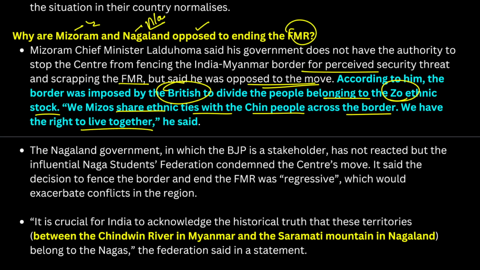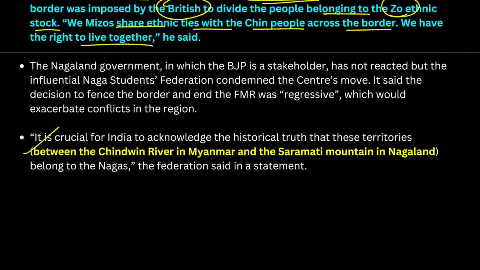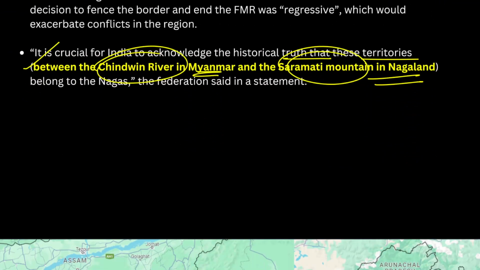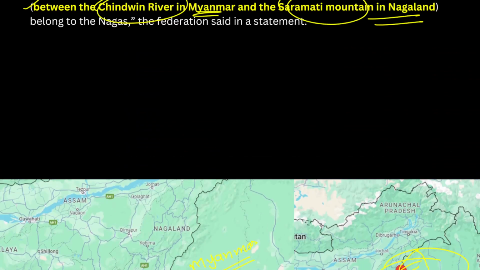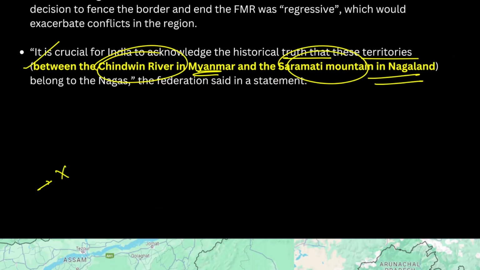And the same thing is with Nagaland. So what does Nagaland say? It is crucial for India to acknowledge the historic truth about these territories between the Chindwin River in Myanmar and the Saramati mountain in Nagaland. So please just remember geographically where they are located. I have located them on the map here. This is the Chindwin River in Myanmar, and this is the Saramati peak in Nagaland. So it's basically the Naga territory we are talking about. This part between Myanmar and India is Naga territory, and Nagaland is completely opposed to stopping this FMR or fencing the border because of the relation between the ethnic people.